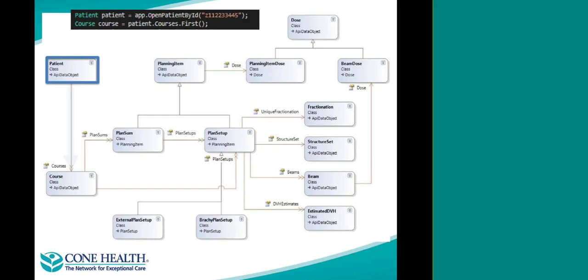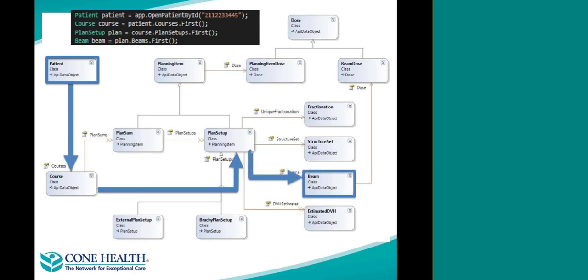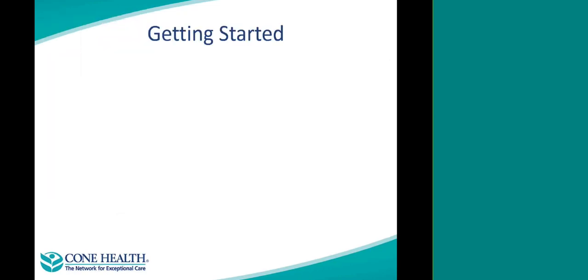So, as with normal Eclipse, we sort of work our way down by adding code that mimics the clicks that you would use in the full version of Eclipse. So eventually you can add that and you can get to the information you want, like maybe an MU or a beam angle. And we're going to do that together.